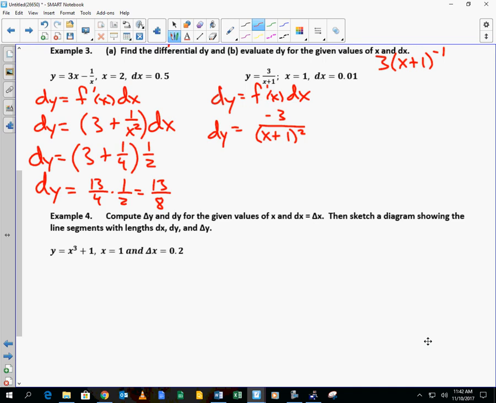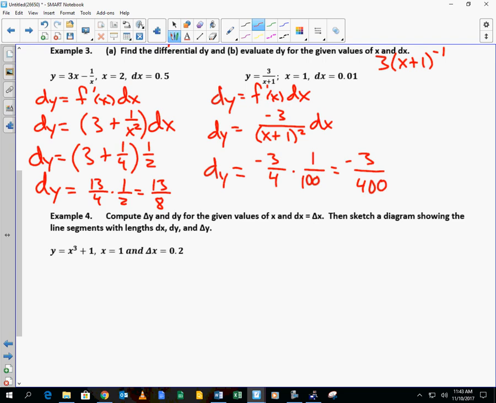That's that derivative, okay? Times dx. So I want to find dy. So dy is equal to, what do I do? Yep, so I got negative 3 fourths times 1 over 100, negative 3 over 400. So that tells me if I have a change in x of 100th, then the change in y is approximately negative 3 over 400. Okay?